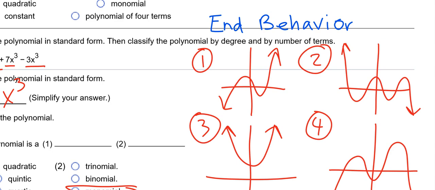So if we look at graph number 1, what's going on the far right side of the graph? Would you say that it's going up or going down? It's going up. Now I'm going to abbreviate REV for right end behavior. Right end behavior. My abbreviation, okay? Makes sense? Okay. What is the left end behavior of this graph? Would you call it going up or going down? Going down.